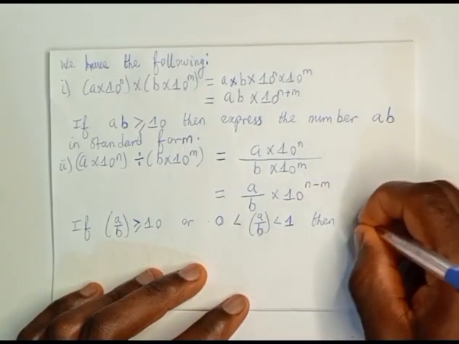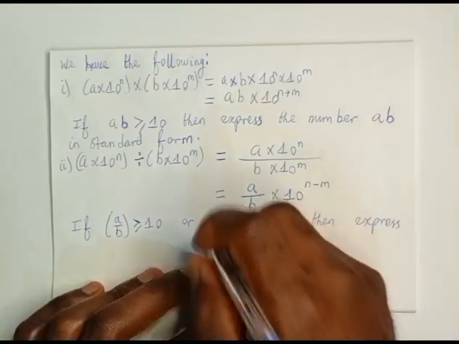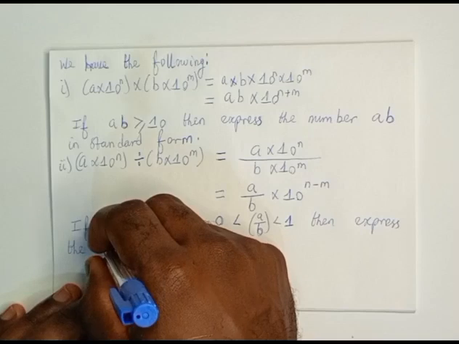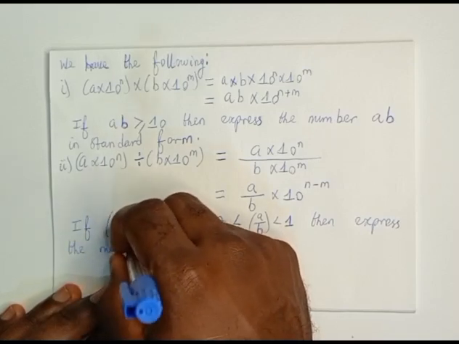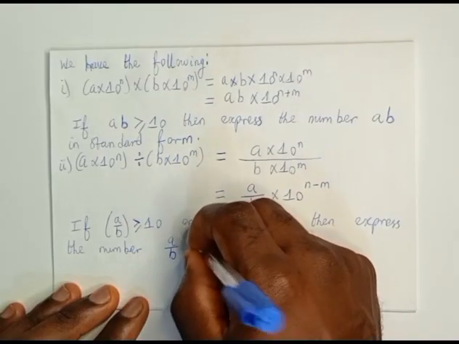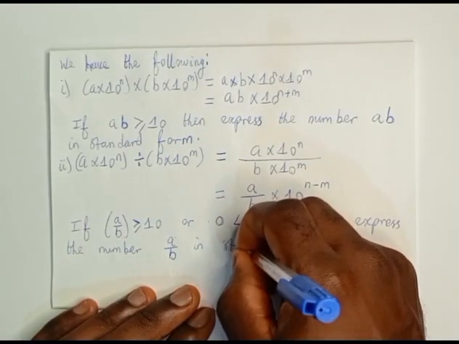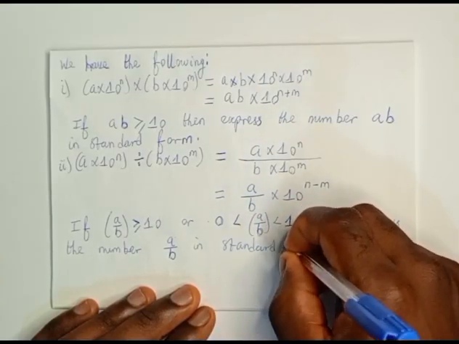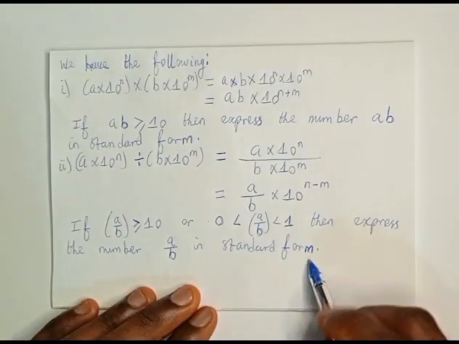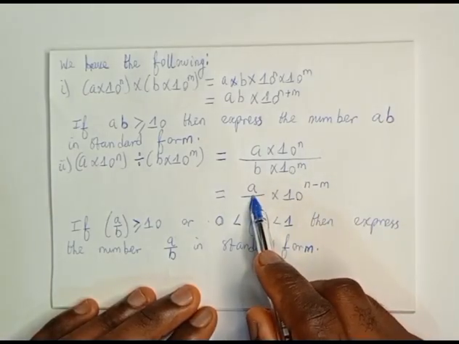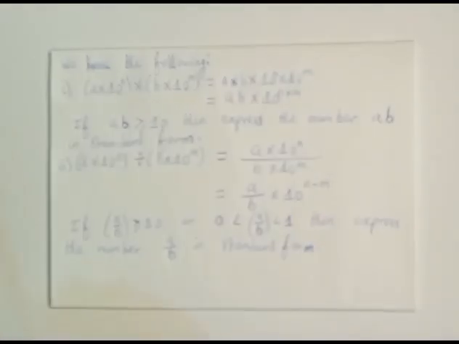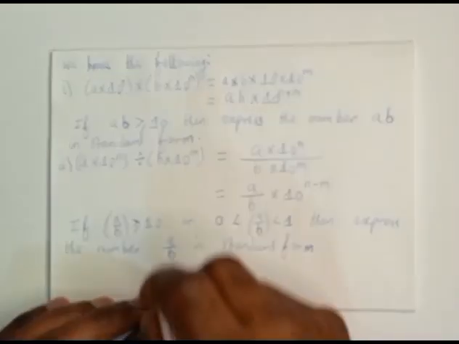then express the quotient, the number A over B, in standard form. After expressing it in standard form, we replace it here. Then we simplify the tens raised to a certain power. Let's take these examples.